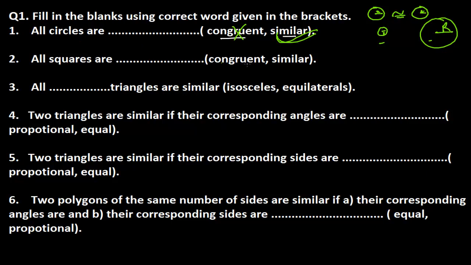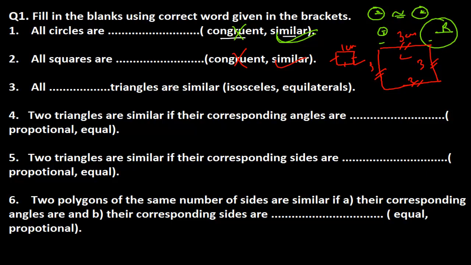Similarly, are all squares congruent or similar? Suppose one square is smaller, with all sides 1 centimeter, and another square is bigger, with all sides 3 centimeter. The size of this square and this square is different. Since the size is different, though the appearance is the same, it can't be congruent. It's similar. Size different, but shape and appearance same: such figures are similar figures.